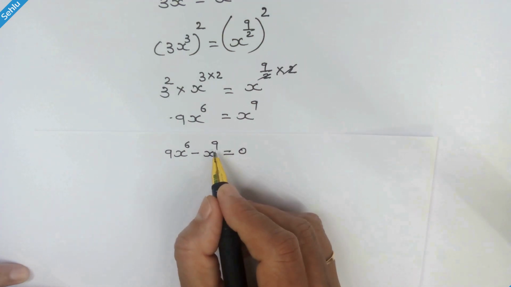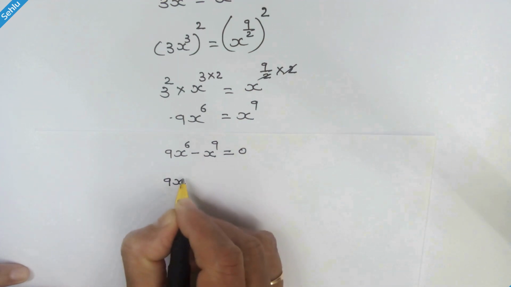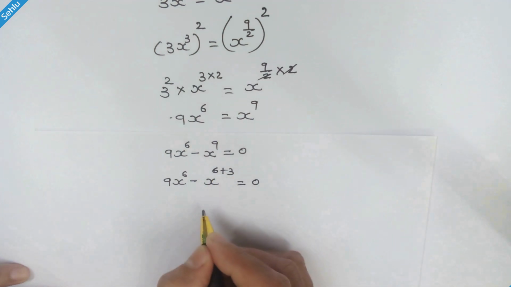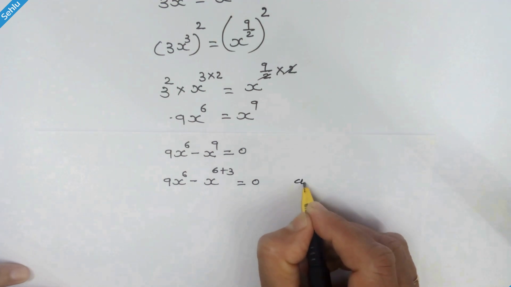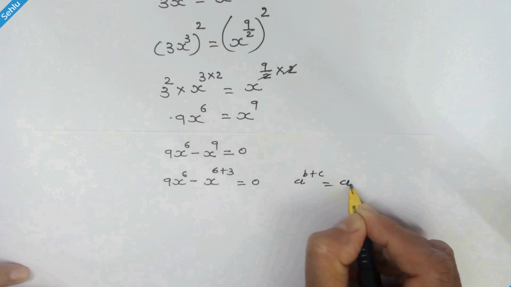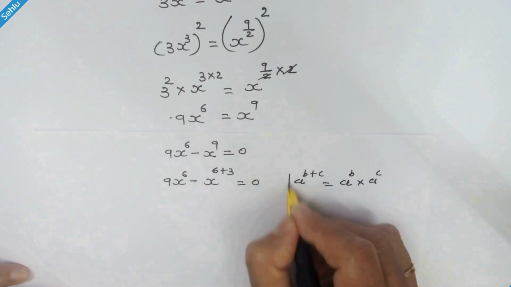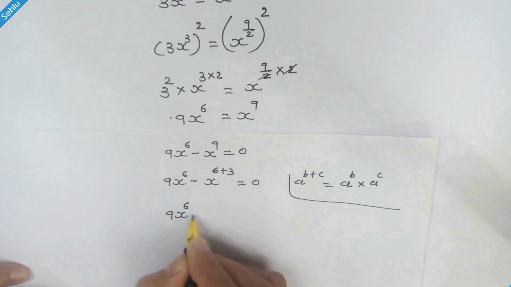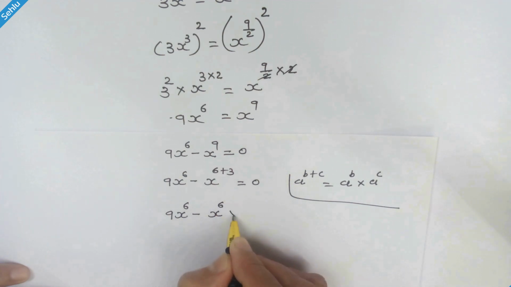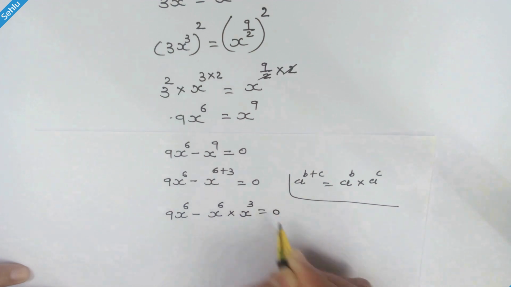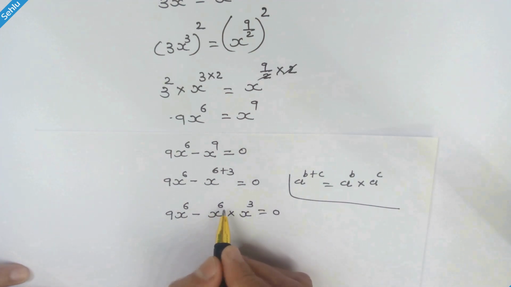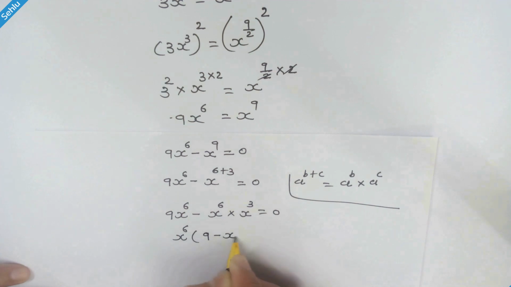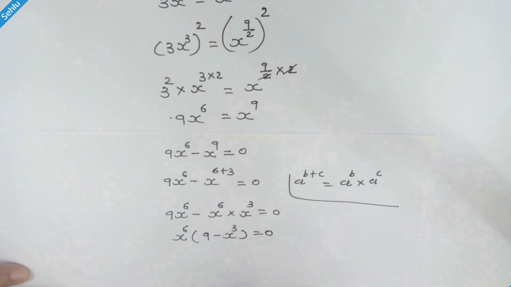Here we will replace 9 with 6 plus 3, so we have 9x raised to 6 minus x raised to 6 plus 3 is equal to 0. And now let's remember this rule where a raised to b plus c can be written as a raised to b times a raised to c, and it applies here. So we have 9x raised to 6 minus x raised to 6 times x raised to 3 is equal to 0. Now we will factor out x raised to 6. So we have x raised to 6 times 9 minus x cube is equal to 0.